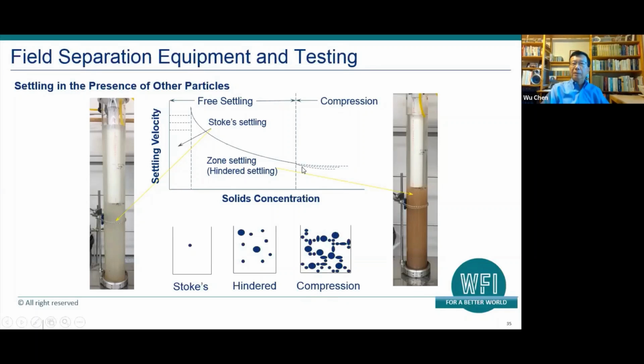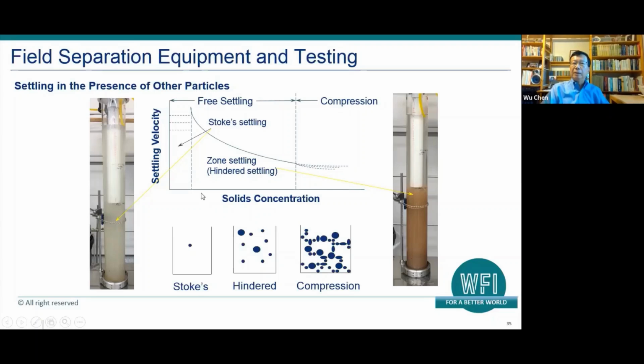Because over here, the settling velocity is still dependent on the concentration. So you can see all this dotted line is depending on the concentration. But in addition, one more factor will affect the settling, which is the height of the sediment. Because each one is sitting on top of each other, right? So the taller the sediment, the higher the weight of the solid. And the weight will compress and press the sediment to settle down. So the higher the sediment, the faster the settling rate.